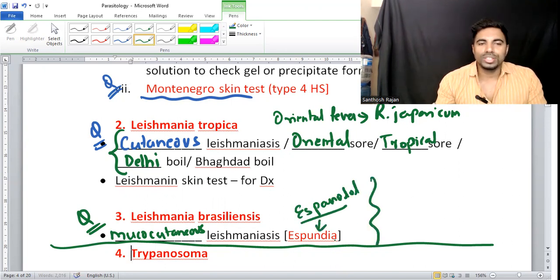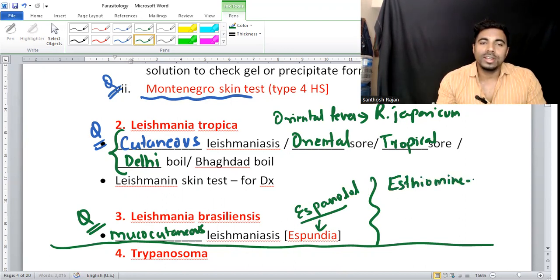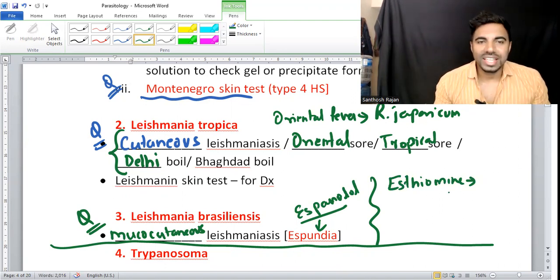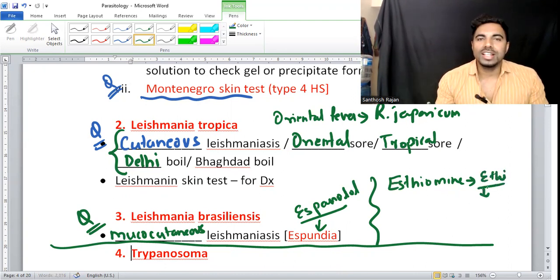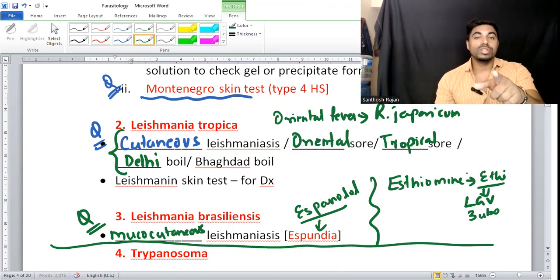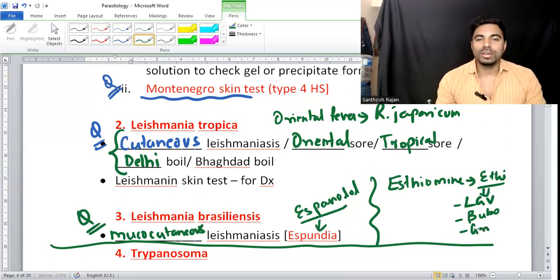This question, when you talk about rashes, we have so many rashes. One more, if you remember, is Etiomine. You remember Etiomine's story, what she has? She gets LGV and she makes a bubo. Donovanosis causes a pseudo bubo, but LGV is a true bubo. It's caused by Chlamydia L1, L2, L3. And they have the groove sign. Remember, these are the things you should know. Etiomine is basically an STD.